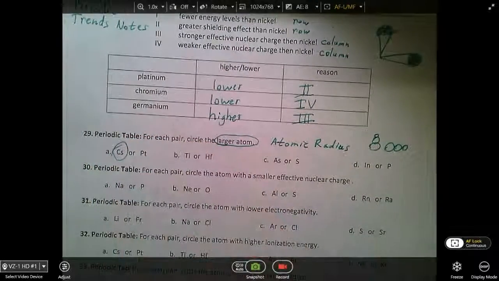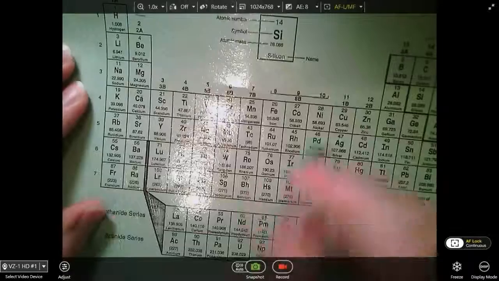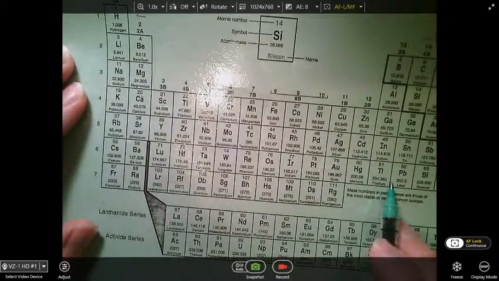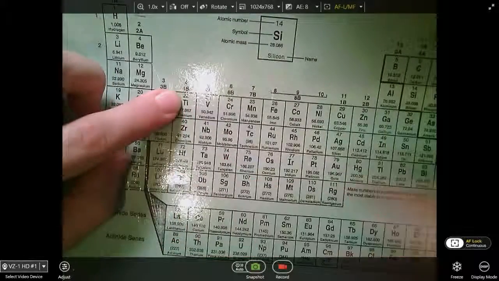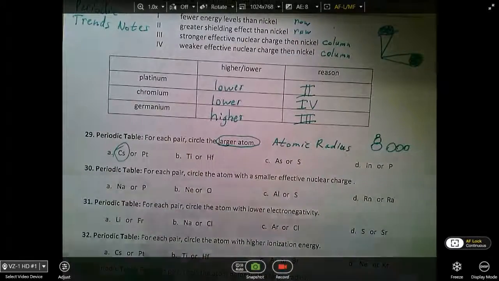Cesium is bigger. All right, Ti or Hf? Ti, well, that's titanium. Let's see. There it is. Ti or Hf?